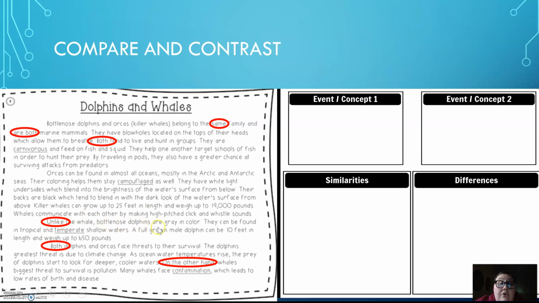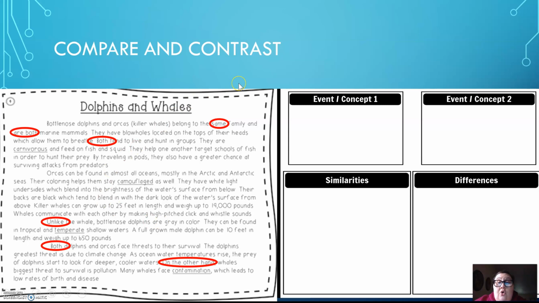Unlike the whale, bottlenose dolphins are gray in color. They can be found in tropical and temperate shallow waters. A full-grown male dolphin can be 10 feet in length and weigh up to 650 pounds. Both dolphins and orcas face threats to their survival. The dolphin's greatest threat is due to climate change. As ocean water temperatures rise, the prey of dolphins start to look for deeper, cooler waters. On the other hand, whales' biggest threat to survival is pollution. Many whales face contamination, which leads to low rates of birth and disease.